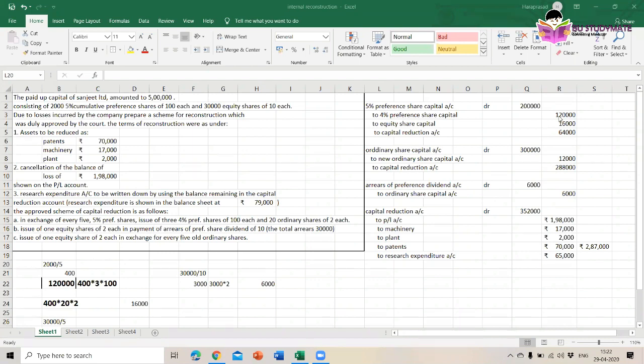Then in the third point, they have told that one equity share of rupees 2 each is issued in exchange for every 5 old ordinary shares. I have also already explained that calculation in yesterday's class. So we will get 12,000 rupees out of 3 lakh. If we deduct 12,000 rupees, we will get 2,88,000. This amount will go to the capital reduction account.